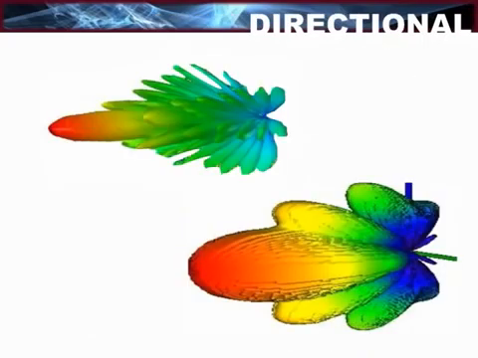Directional antennas have extremely elongated primary lobes. They also have numerous secondary, tertiary, and quaternary lobes.